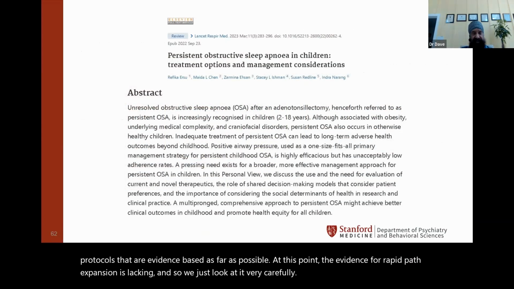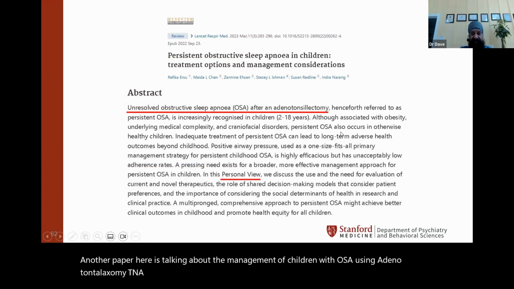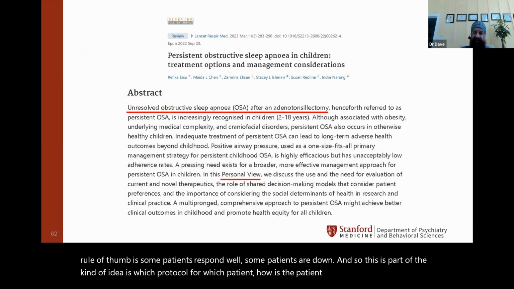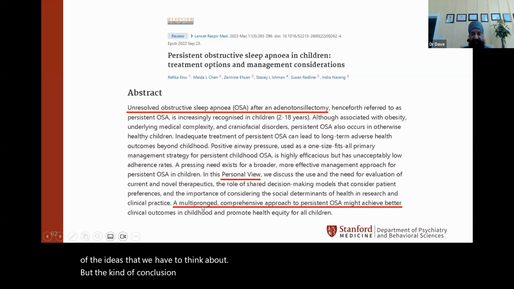Another paper here is talking about the management of children with OSA using adenotonsillectomy, TNA. And again, this paper is a personal view. And so what we know as a rule of thumb is some patients respond well, some patients don't. And so this is part of the idea: which protocol for which patient, how does the patient respond? So these are some of the ideas that we have to think about. But the conclusion here is that a multi-pronged comprehensive approach to persistent OSA might achieve better results.